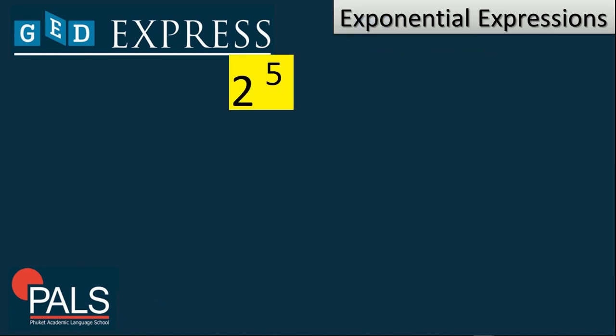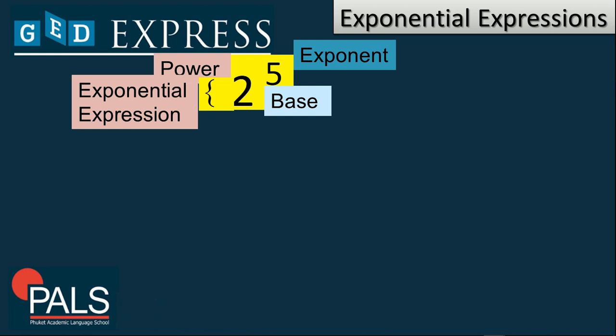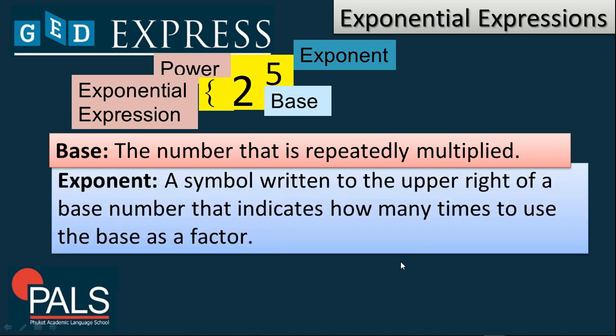Now, we will have this example. Suppose we have 2 raised to 5. In this case, 5 is the exponent and 2 is our base number. This is an example of an exponential expression, and the base is defined as the number that is repeatedly multiplied, for example, in this case, 2 times 2 times 2 times 2 times 2. And the exponent is a symbol written to the upper right of a base number that indicates how many times to use the base as a factor.